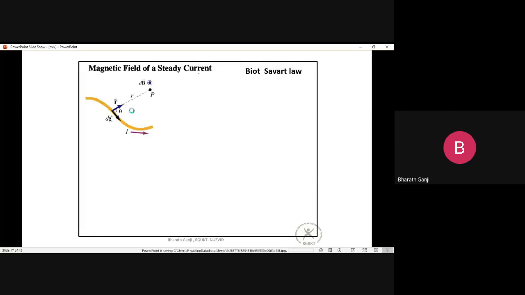So if the current is going in this direction, if you want to calculate the field at a point P, as I have said before, the field at this point will be perpendicular to the direction of current, and it is also perpendicular to the direction which is pointing from your source to your point.